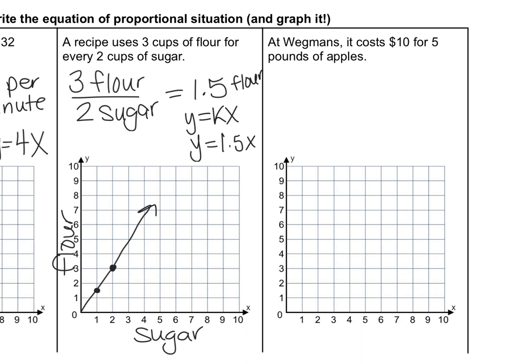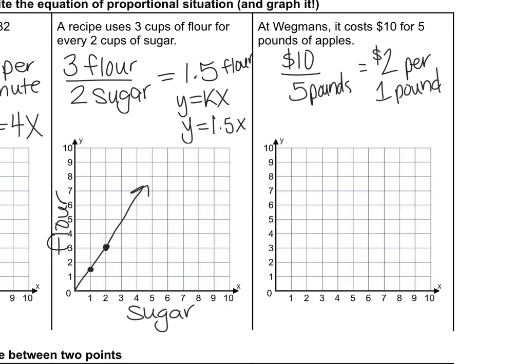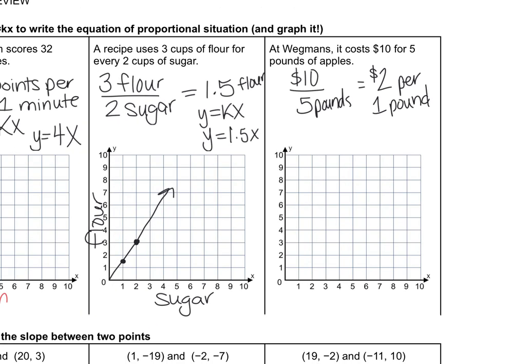Next one, at Wegmans, it costs $10 for 5 pounds of apples. So $10 divided by 5 pounds. 10 divided by 5 is 2, so $2 per 1 pound of apples. So pounds of apples is my per 1 pound, so that's going to be my x-axis. And then on the y-axis is our money. So I'm going to graph that.